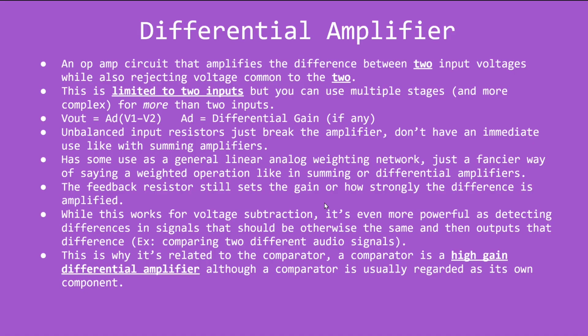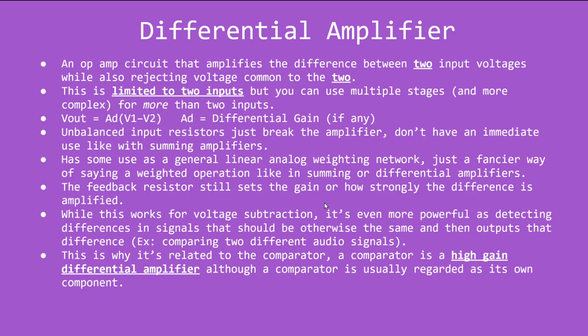Now we come to differential amplifiers, and that's basically an op-amp circuit that amplifies the difference between two input voltages by also rejecting voltage common to the two. Now you'll remember that we already mentioned differential amplifiers earlier in the video. It's important to note that this is restricted to two inputs, although you can use multiple stages for more than two inputs, but it turns it into a complex circuit instead of a simple one.